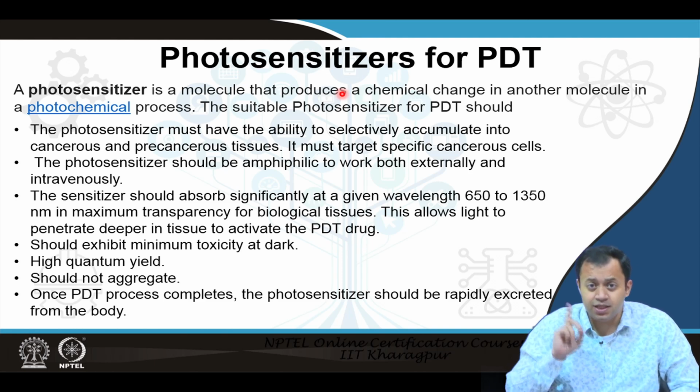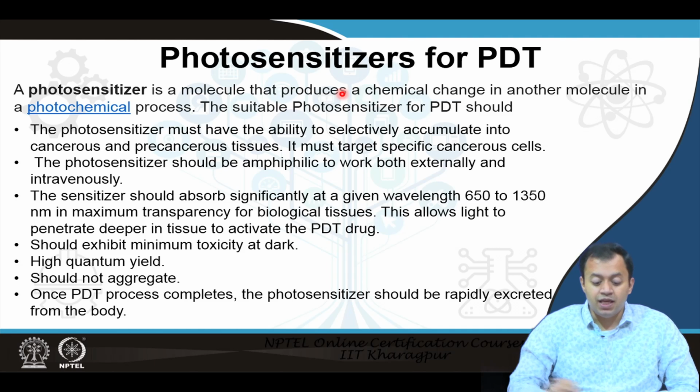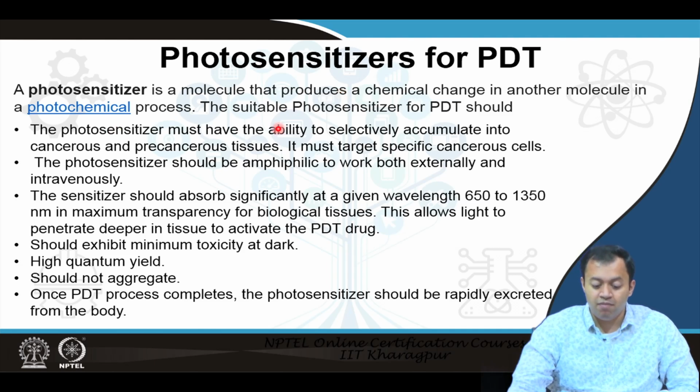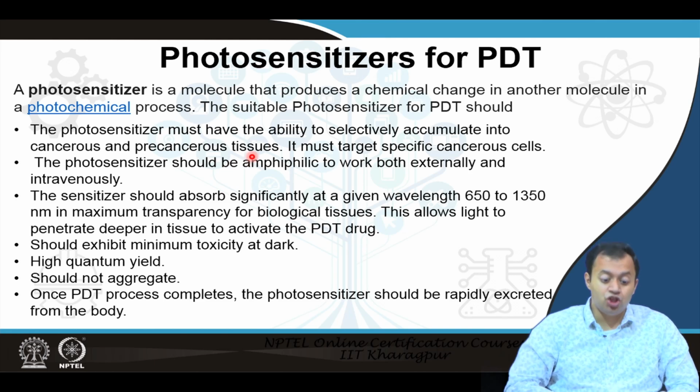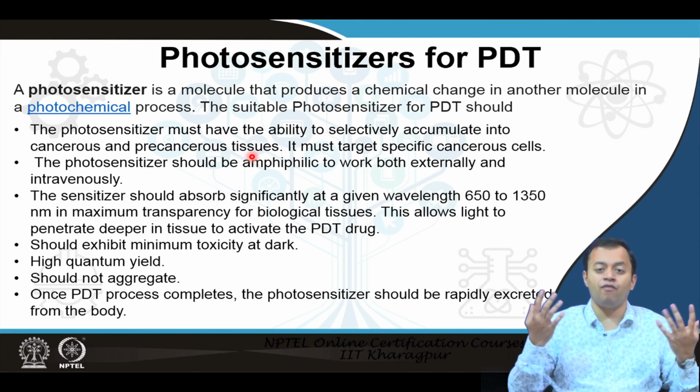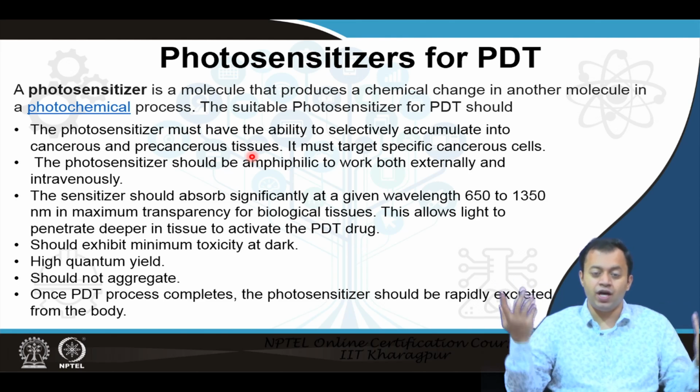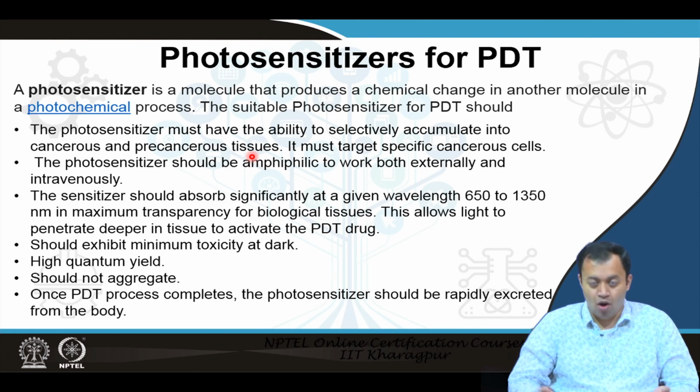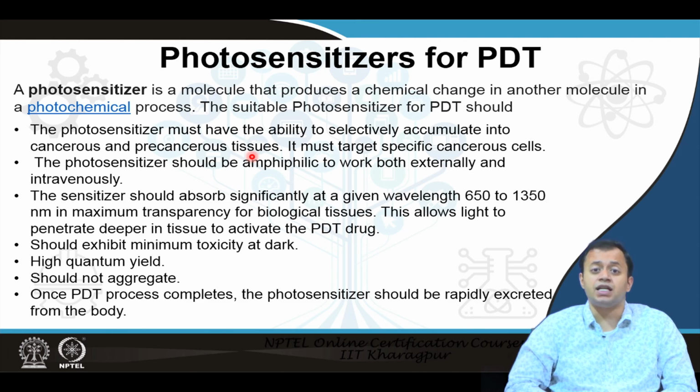And here is the drug development part. Here is the most important part: this photosensitizer must have the ability to selectively accumulate in cancerous and precancerous tissue. The efficiency of this drug depends on its selectivity. It cannot simply spread all over your body and destroy everything that it has come in touch with by shining light. It has to be very, very, very selective.